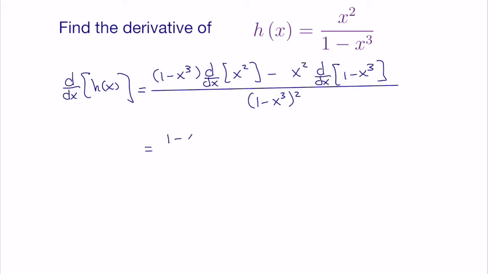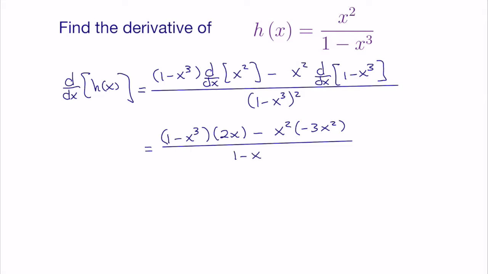So this is 1 minus x cubed, and the derivative of x squared is 2x, minus x squared, and now we derive 1 minus x cubed. The derivative of 1 is 0, so we don't write it. This is negative 3x squared all over 1 minus x cubed squared. You do not distribute the denominator, you do not do anything. You keep your powers there.